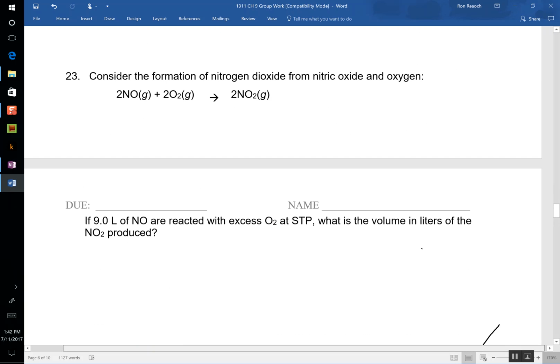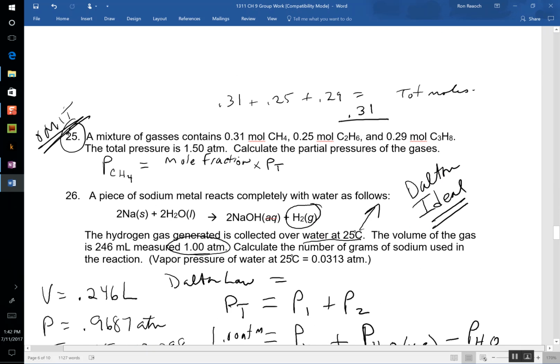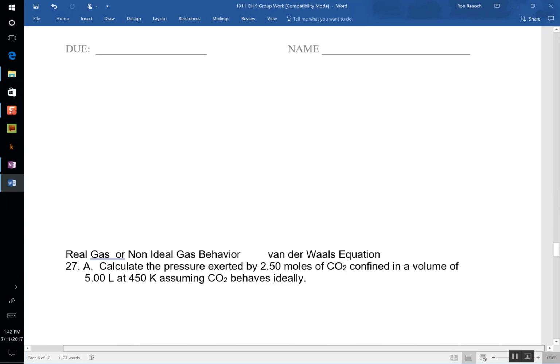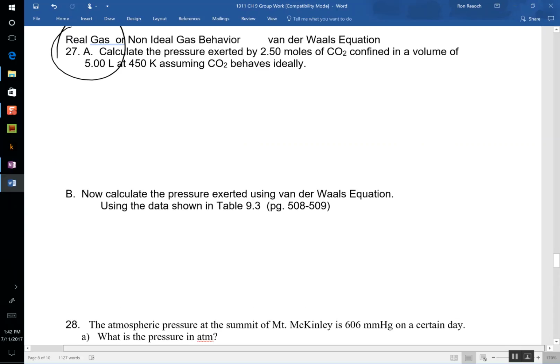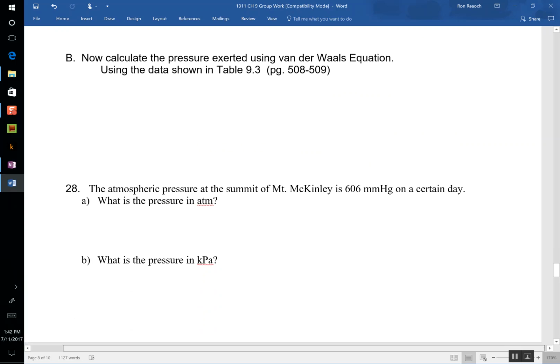Now I'll tell you what. Do everything but number 27. Try to do everything but 27. There's a couple things I haven't explained, but this is one I will explain: how you deal with a non-ideal gas. I'll explain that right at the beginning of class on Thursday, and then we'll collect this homework assignment.